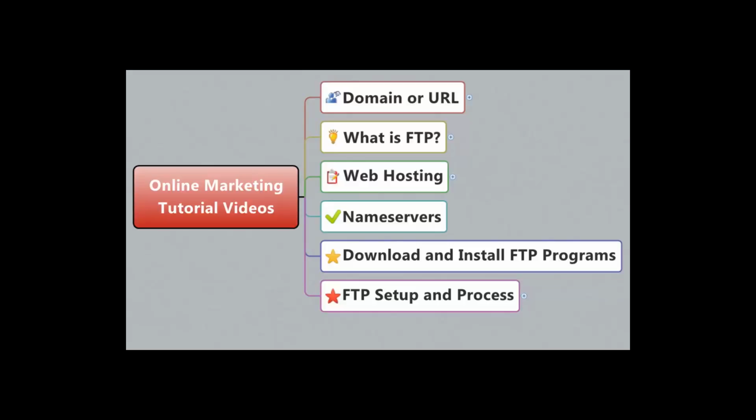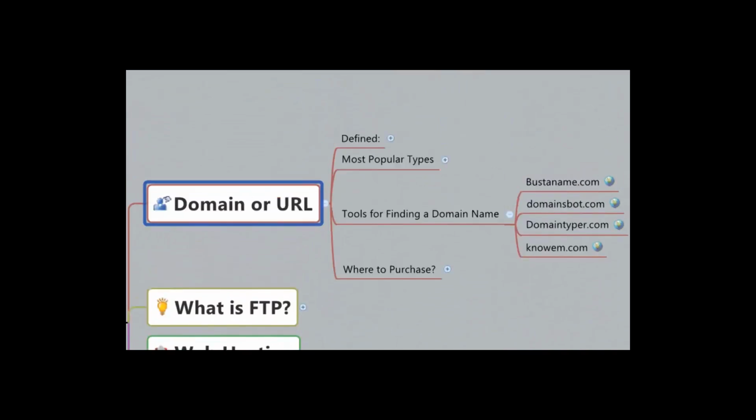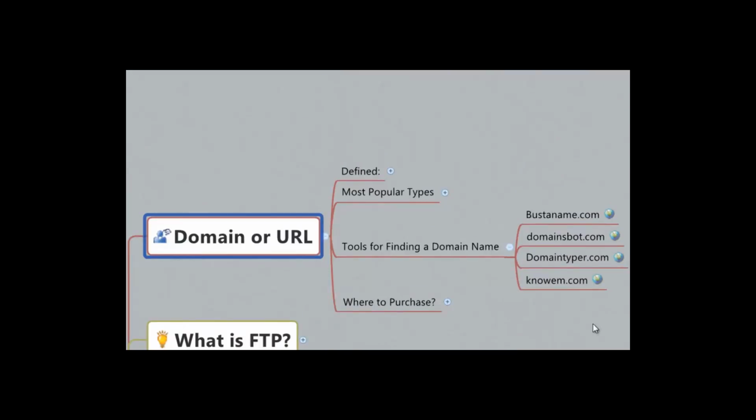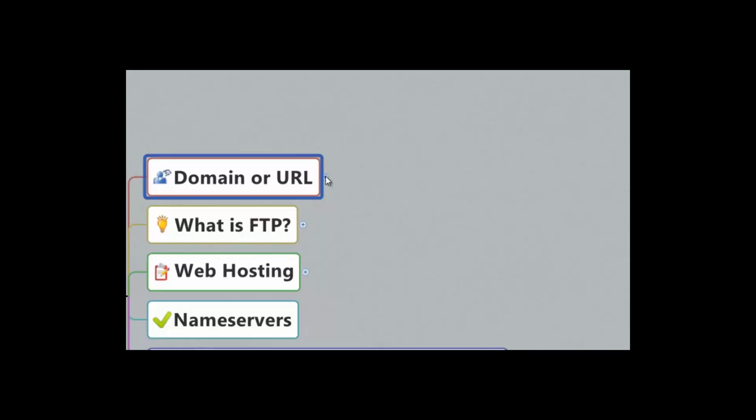So as we go through these videos, we're going to cover domains and URLs. I'm going to open these up and we're going to dig real deep into how to find a domain, what some of the tools are that we can use to help find a really good URL or domain, and we'll use those terms interchangeably: domain, URL, and link. And I'll get all into that as soon as we get into the domain video.